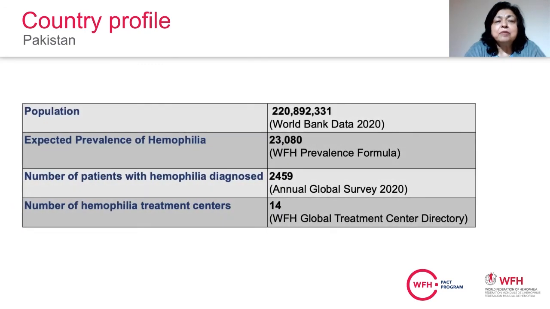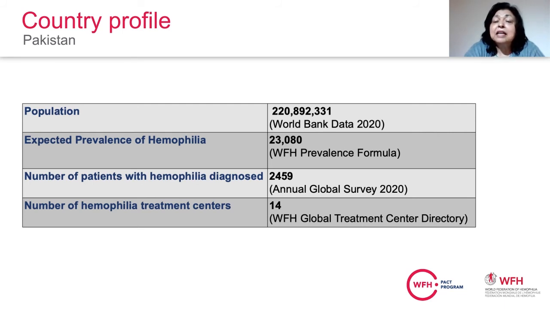Going by the data which is collected at the national level, with a population of 221 million, Pakistan is the 5th most populous nation in the world. According to the prevalence data of the World Federation of Hemophilia, there should be around 23,000 patients of hemophilia. But at the national level, only around 2,500, or 11% of the total, are registered.